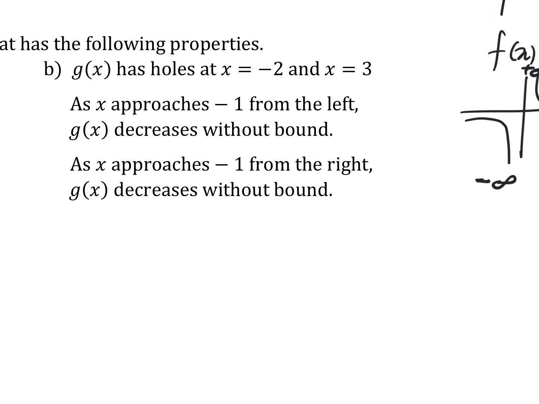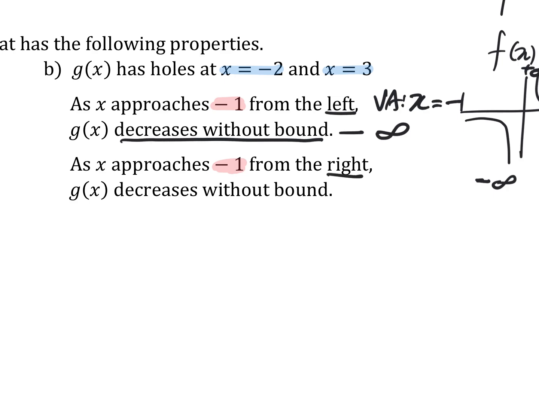G of x has holes at x equal negative 2 and 3. Two holes. As x approaches negative 1, this is our vertical asymptote. So the vertical asymptote is located at x equal to negative 1. On the left side, g of x decreases without bound. It means to say it's negative infinity. And on the right side of that negative 1, g of x also decreases without bound. So they are both decreasing in nature.